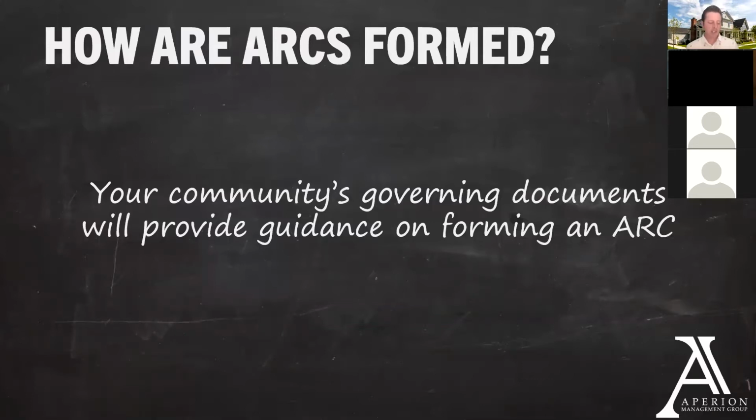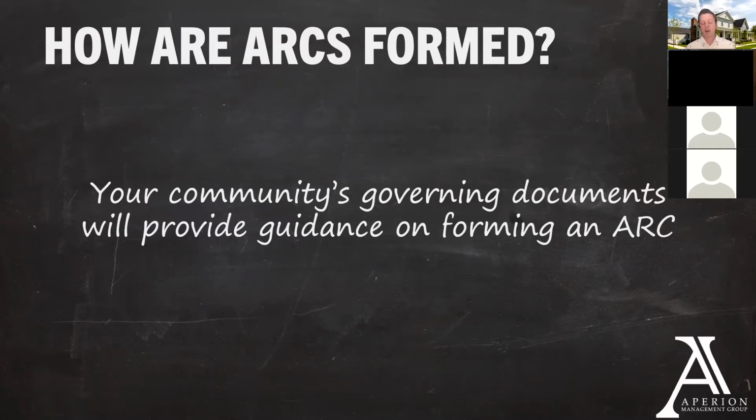So moving on to, if you've got a board and you don't have an ARC, how do you put one together? What are the first steps that you're going to want to follow? And of course, like many things that start with that question in a homeowners association, the answer is you're going to want to first go to your community's governing documents. Those are typically going to provide guidance on how your ARC is going to be formed.